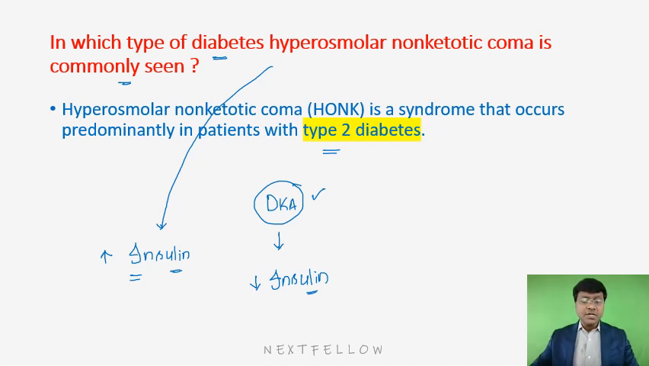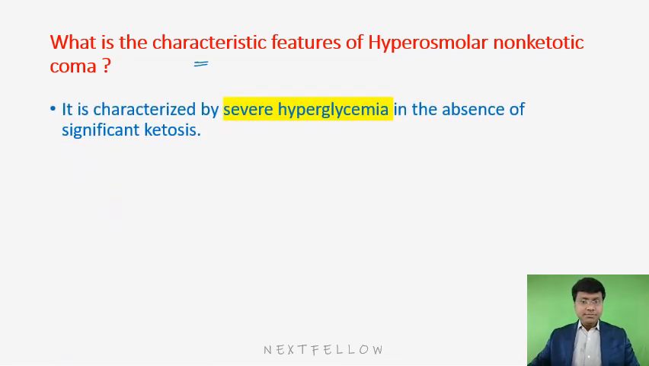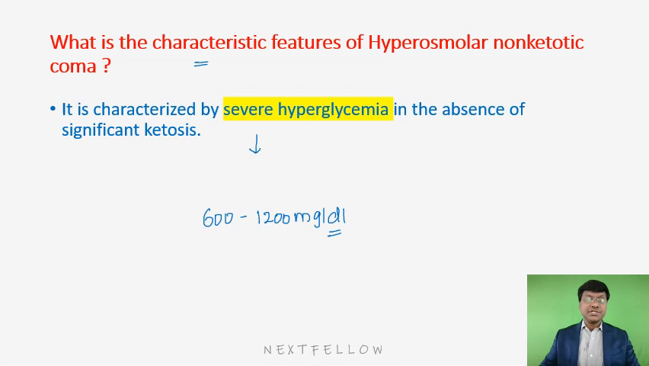What exactly are the characteristic features? They are characterized by severe hyperglycemia. The blood glucose levels may be in a range of 600 to 1200 milligrams per deciliter. And we are using the word hyperosmolar non-ketotic. What does that mean? That means that the ketone bodies are absent.